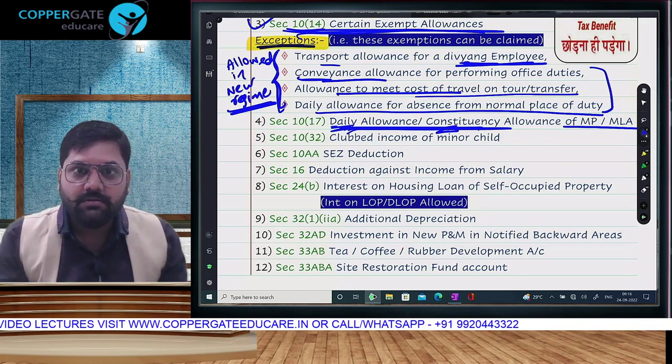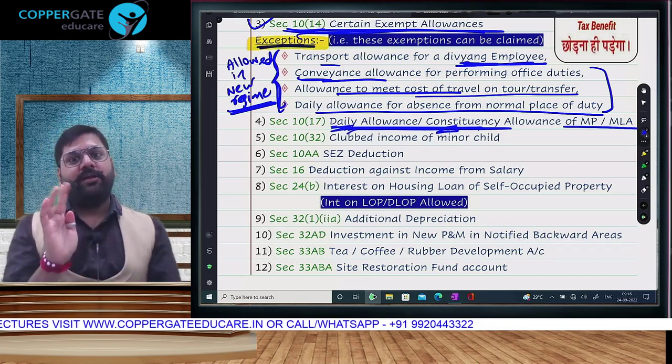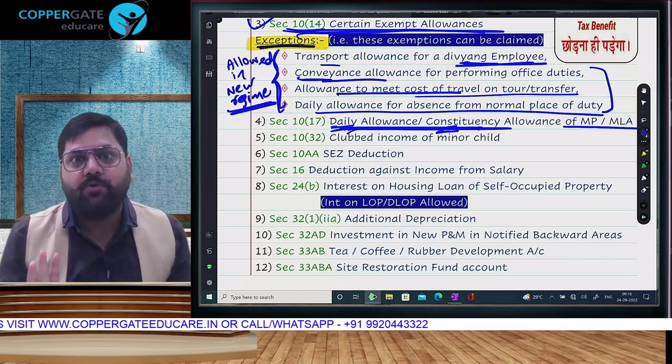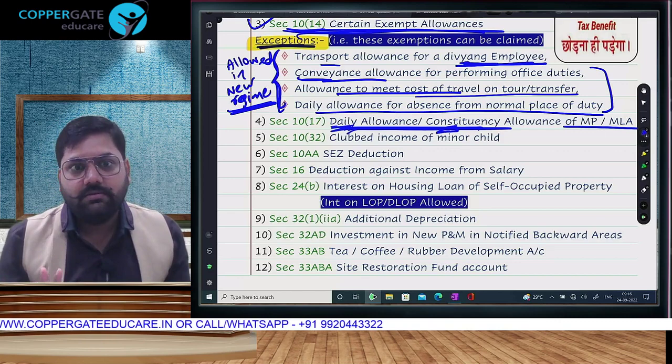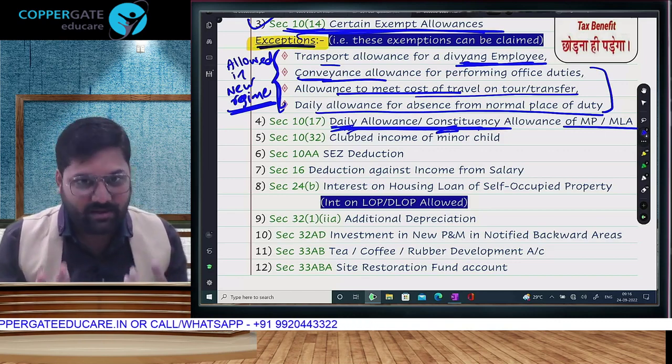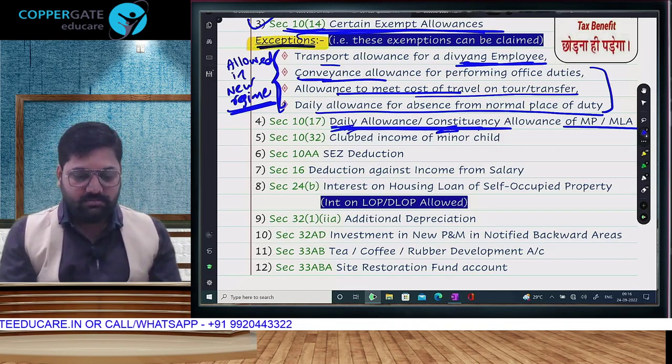This is an exemption. Allowed in old regime, not allowed in new regime. Don't forget the objective of doing this list. Arey, shock mein se niklo. You all are understanding what I am saying?